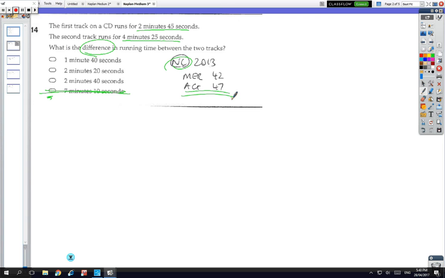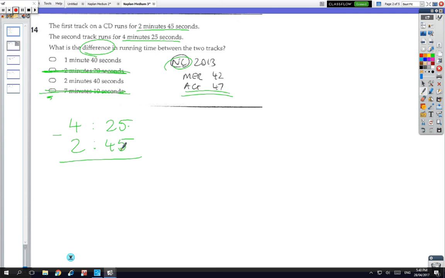Okay, so there's a number of ways that you can do it, and this is the way I'm going to do it. So I've got 4 minutes 25, and I'm going to subtract 2 minutes 45. And you can't go 25 minus 45, okay? You can go 45 minus 25 equals 20. So that means that answer is the wrong answer because 25 minus 45 you can't do.